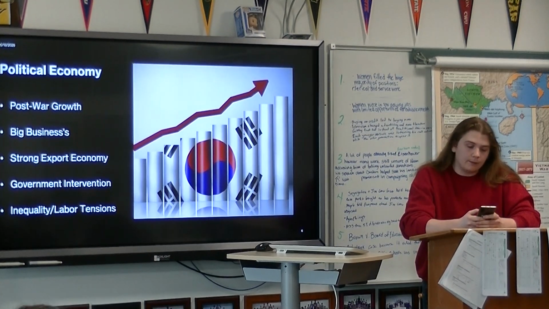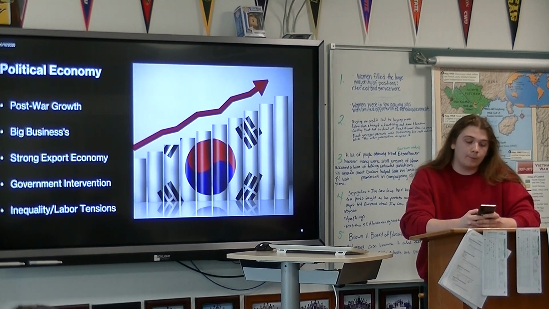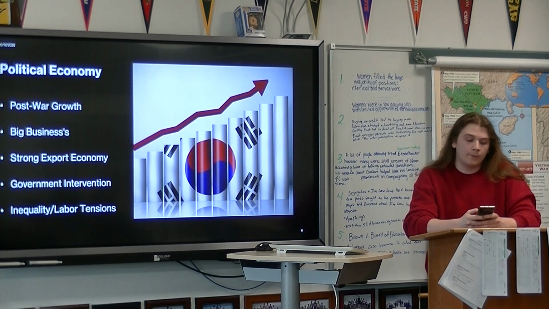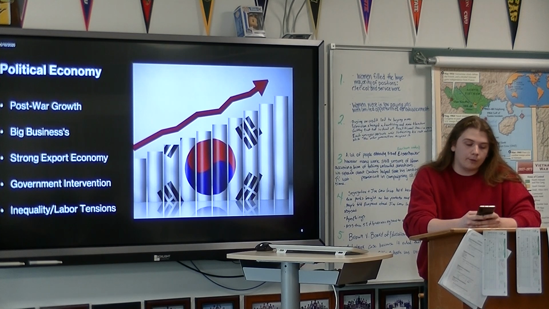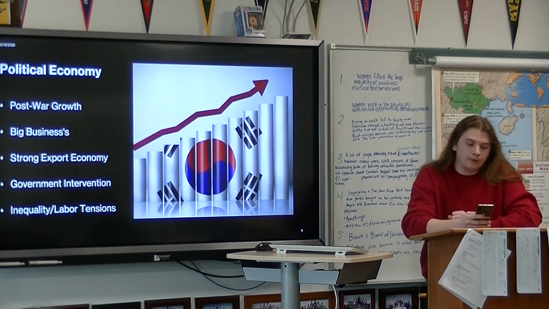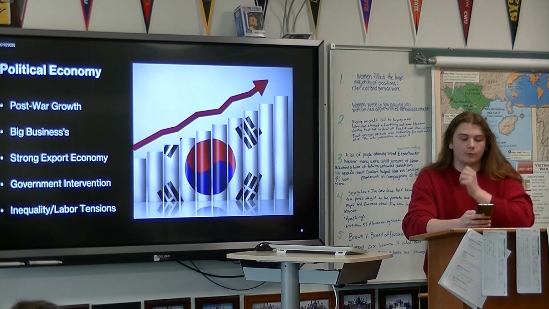Big business. A lot of large family-owned business conglomerates like Samsung and Hyundai are big for their economy. While they do drive growth, they've also been criticized for monopolistic practices. They have a strong export economy. Their economy relies heavily on exports, especially in technology, automobiles, and shipbuilding.